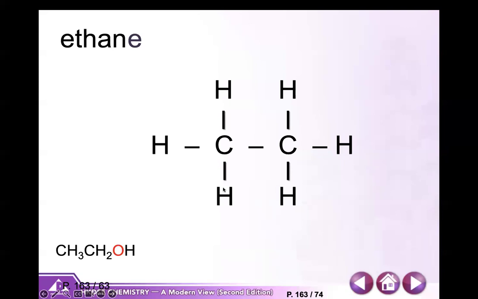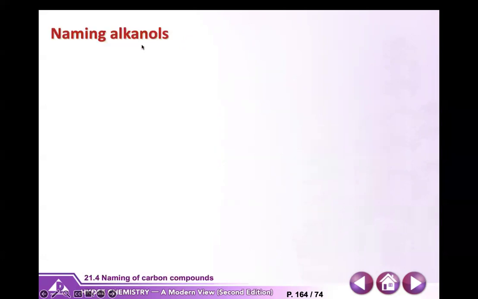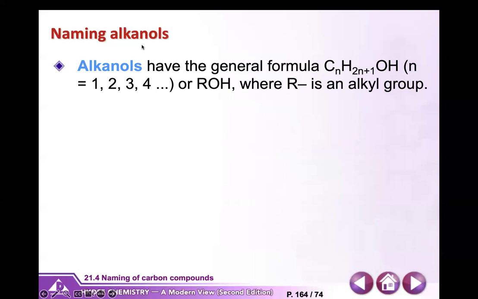First of all, we have ethane, which is C2H6. If we substitute one of the hydrogens with an OH group, the properties will change. The ending changes to -ol, because for alkanols, -ol is at the end. We eliminate the E and connect them, and it becomes ethanol. So that is the naming of alkanols.